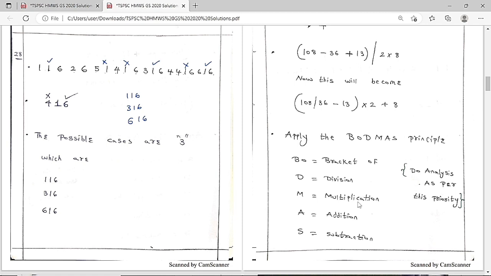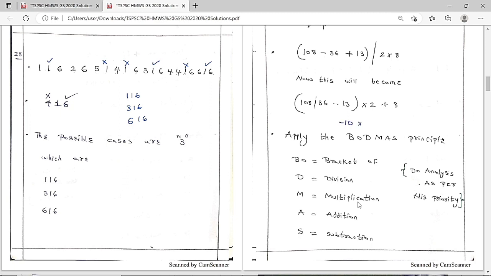So the first priority is to simplify the data present in the bracket. Out of division and subtraction, which has the highest priority? Division has the highest priority. So first you do the division and then the subtraction. 108 by 36: how much do we get? 108 by 36 is equal to 3. Then we do the subtraction: 3 minus 13, which is equal to minus 10. Minus 10 you have got.